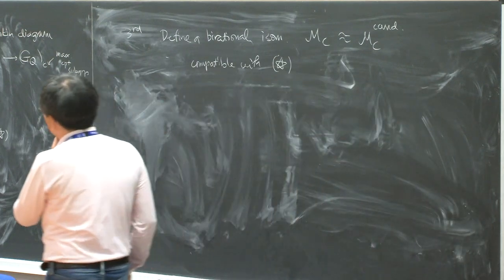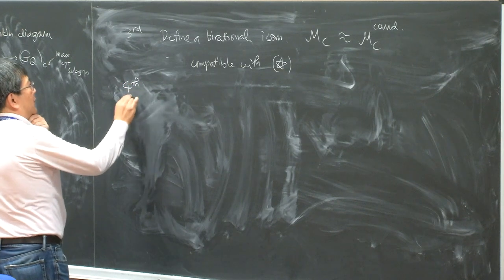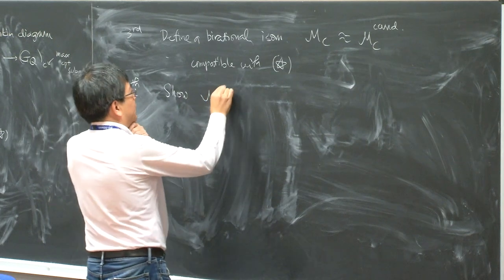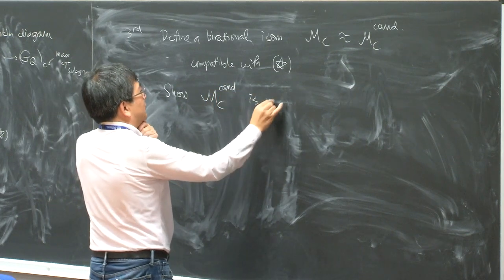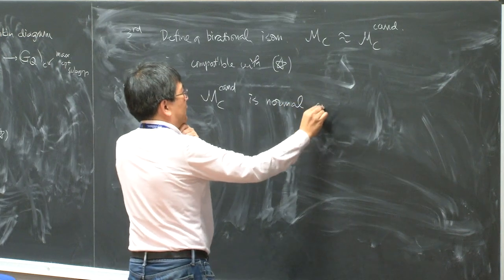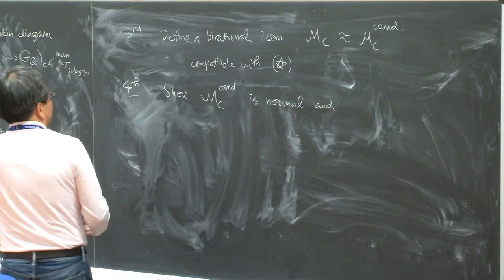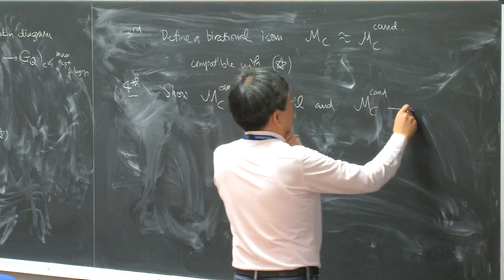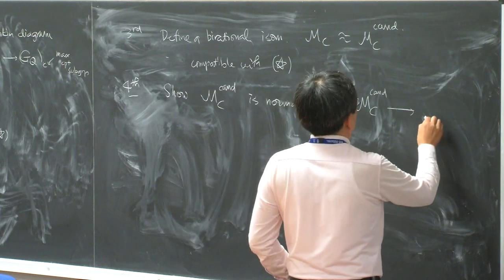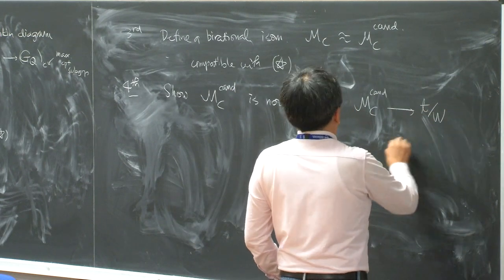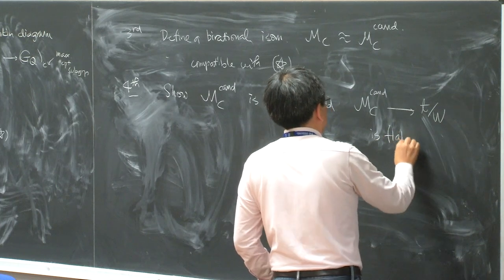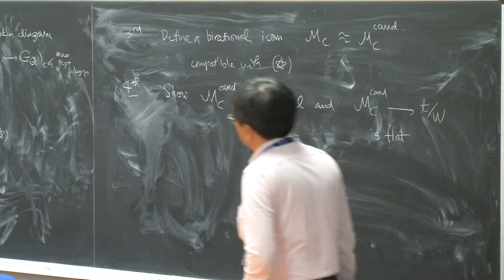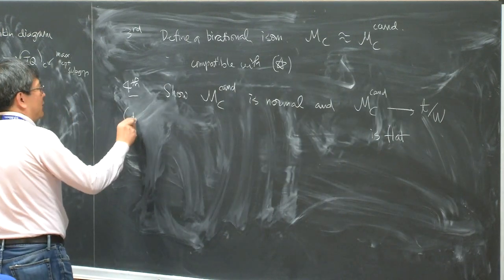And the fourth step is the most difficult one. So show the M_C candidate is normal. And maybe I did not say that this integrable system has the same dimension as M_C. So this is flat, flat in the sense of algebraic geometry. So this is the most difficult, difficult and delicate.